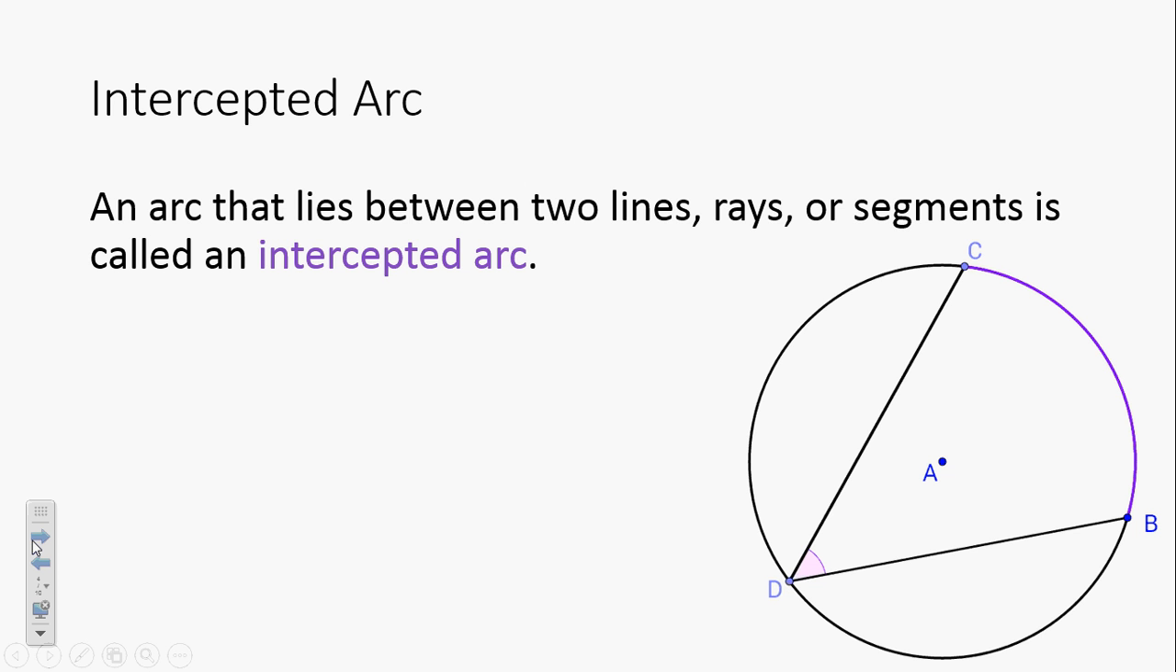So angle D is our inscribed angle there. What arc does angle D intercept? Exactly, minor arc CB. So angle D is an inscribed angle, arc CB is an intercepted arc. Okay, everybody got that one written down?